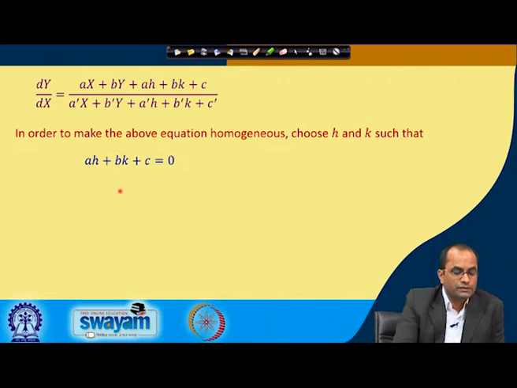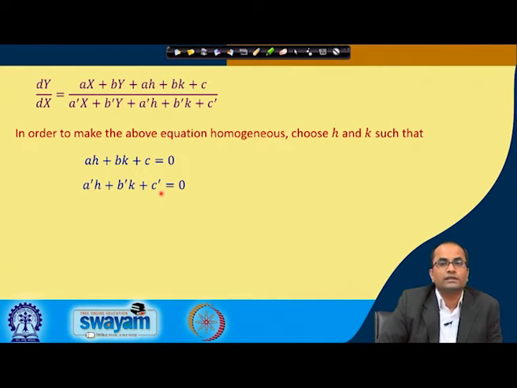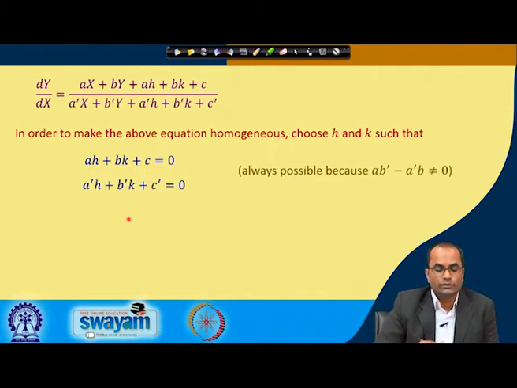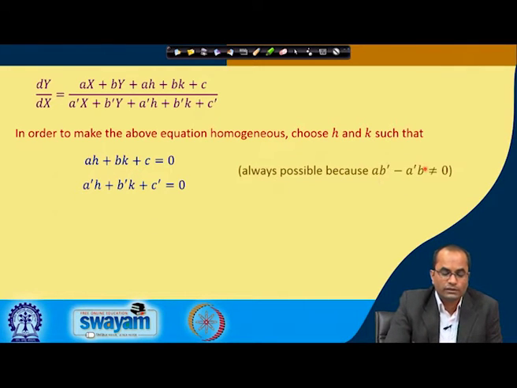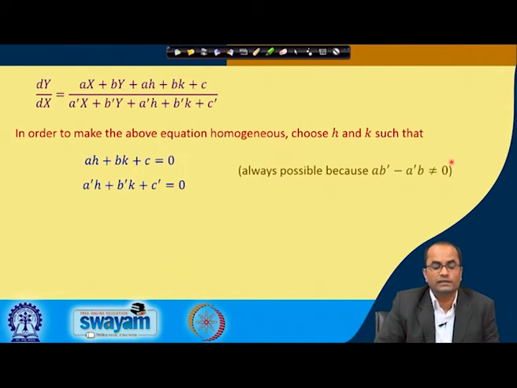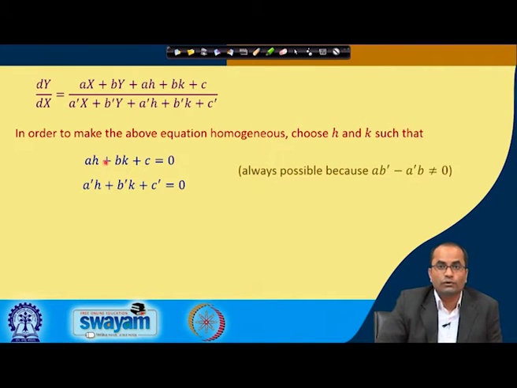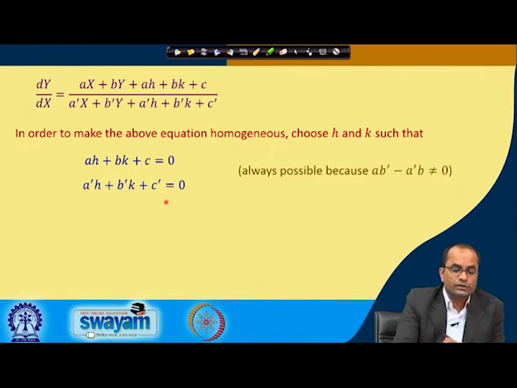what will happen now, a h plus b k plus c is equal to 0, and also a prime h plus b prime k plus c prime is equal to 0, which is always possible to find such h and k, because these equations are always solvable. If we look at the determinant of the coefficient matrix here, a b and a prime b prime, for which h and k are unknowns, this determinant is non-zero, that condition is given already in the equation. That means that we can always solve these equations. These are solvable equations, and we will get the unique solution indeed.